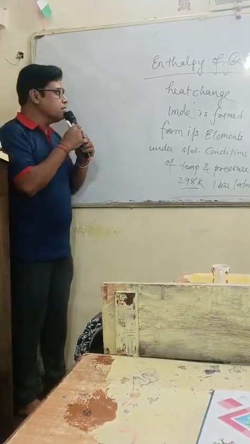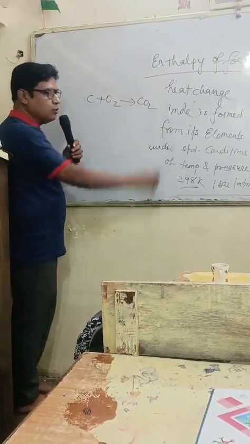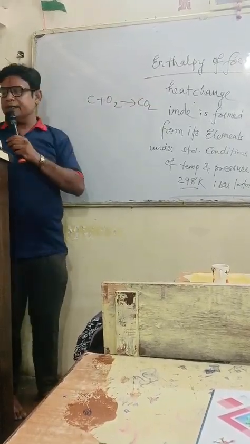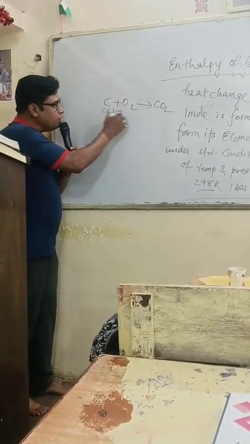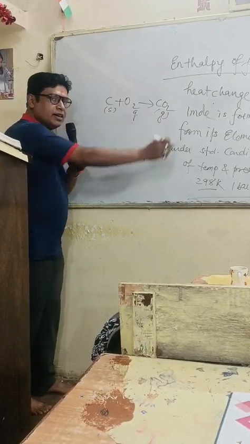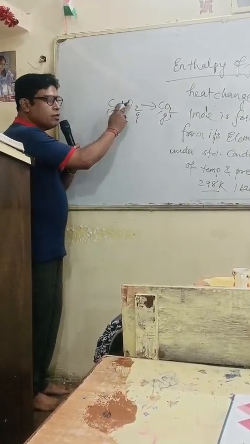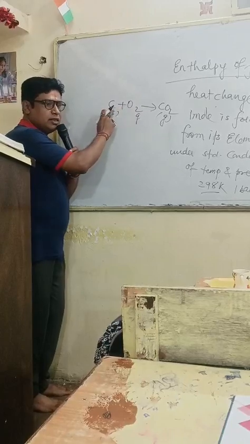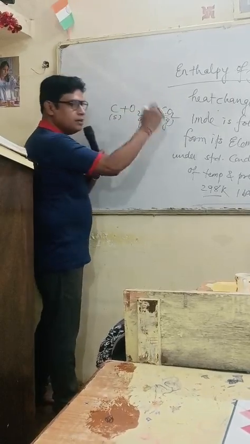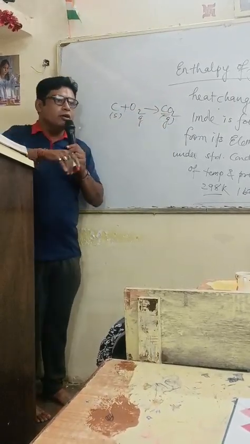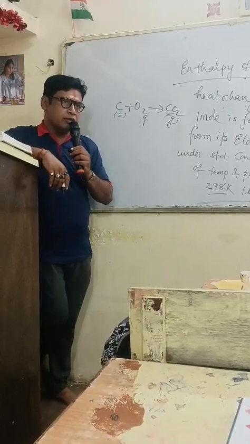Let me explain this with a reaction. C plus O2 gives CO2. You all know it's a gas. Here, carbon is solid, oxygen is gas, and carbon dioxide is again a gas. When these two elements, carbon and oxygen, react with each other, they give one molecule of carbon dioxide in the gaseous state.